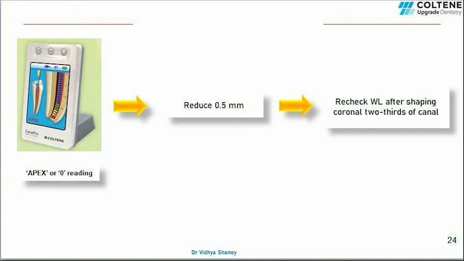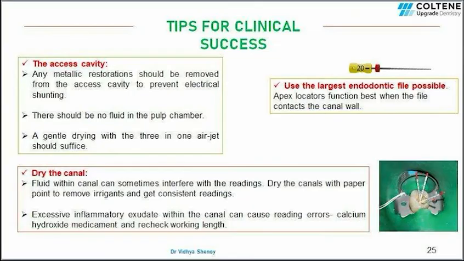Another important thing is that we have to recheck the working length after shaping the coronal third. This is because once you shape the coronal third, if there is any curvature present there, that will be reduced. This may reduce the initial working length of the tooth, so we need to recheck the working length. These are a few tips to measure working length accurately using electronic apex locators.